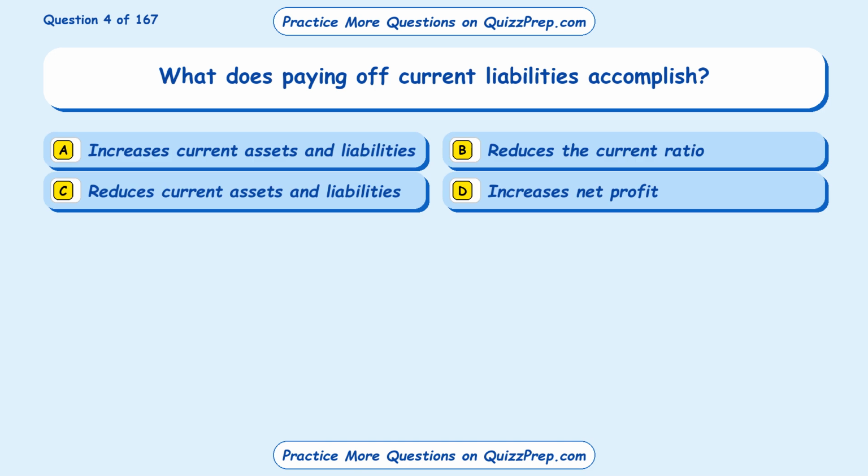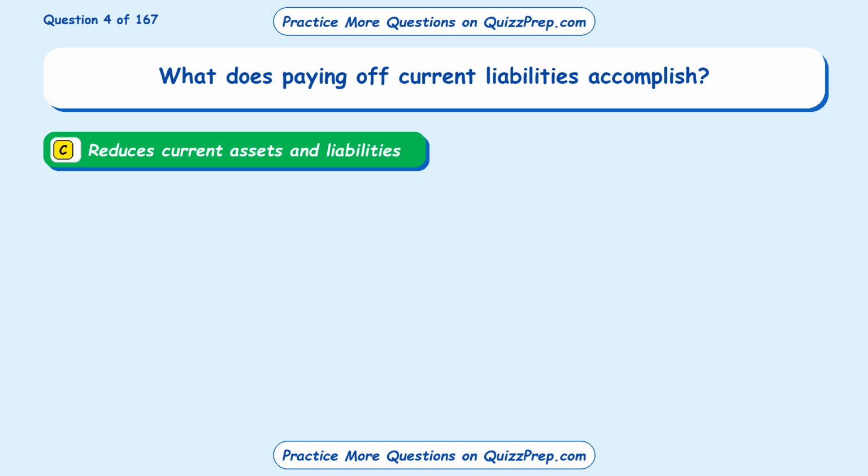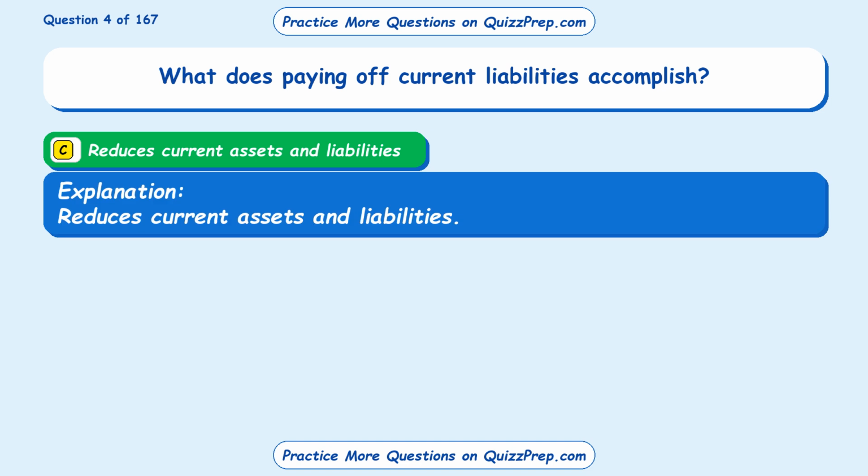Question 4. What does paying off current liabilities accomplish? Option A, increases current assets and liabilities. Option B, reduces the current ratio. Option C, reduces current assets and liabilities. Option D, increases net profit. The correct answer is option C, reduces current assets and liabilities.